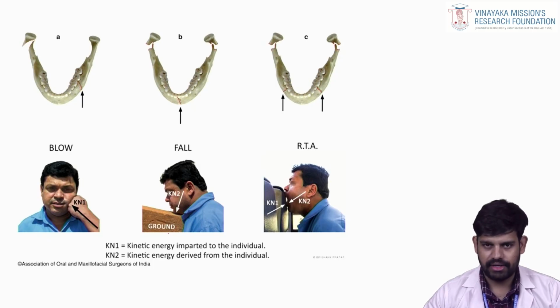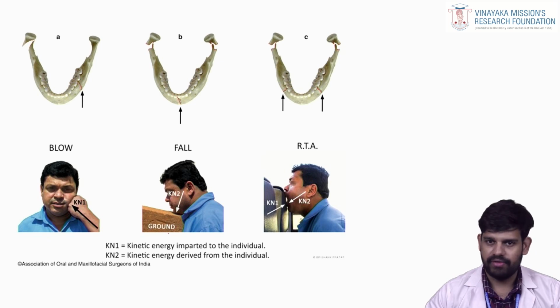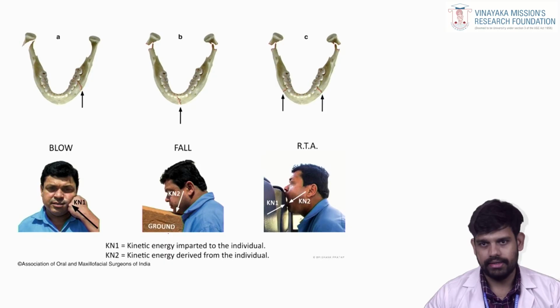For example, road traffic accident and fall from height come under kinetic energy 2. Kinetic energy 3 is when both are in motion. For example, high speed motor vehicle accidents come under kinetic energy 3. When the impact is more, the fracture lines and the bone fragmentation will also be more, so the difficulty of reducing and treating it will also increase.